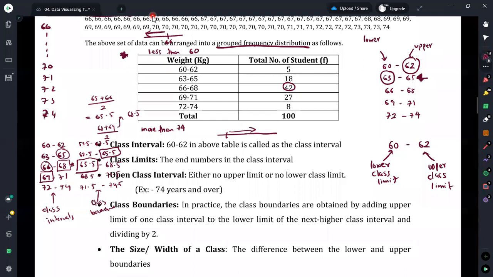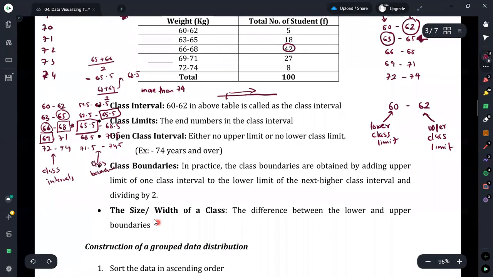The next important term is the size or the width of a class. Here we simply take the difference between the lower and the upper boundaries. We can compute the width of a class, or the size of a class. To obtain the size or width of a class, we have to take the difference between the lower boundary and the upper boundary.